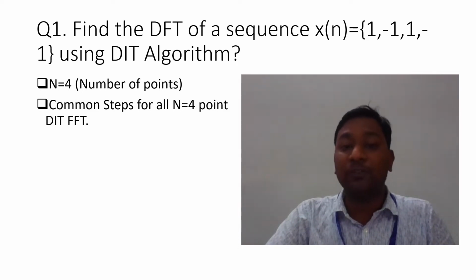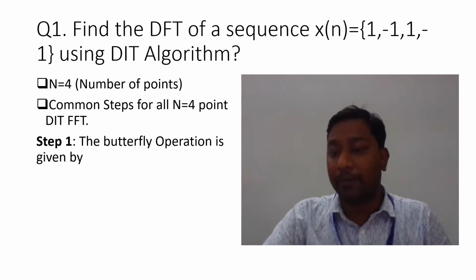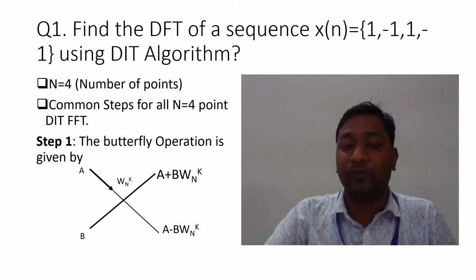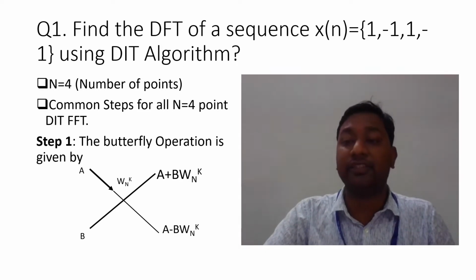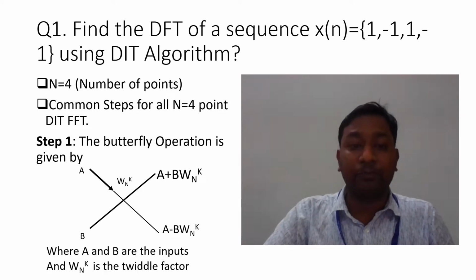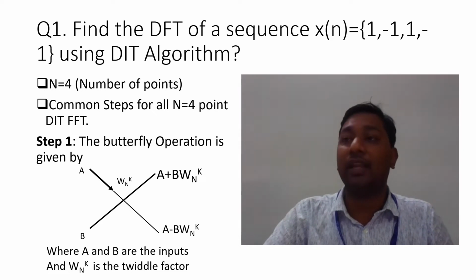So what are the common steps for N equal to 4 point DIT FFT? Already we discussed in the last problem. The butterfly operation is the same for all DIT algorithms: a plus b omega N to the power k, and a minus b omega N to the power k. Those steps we should write in each N equal to 4 case from the exam point of view. Those things are the same for all cases, all problems.